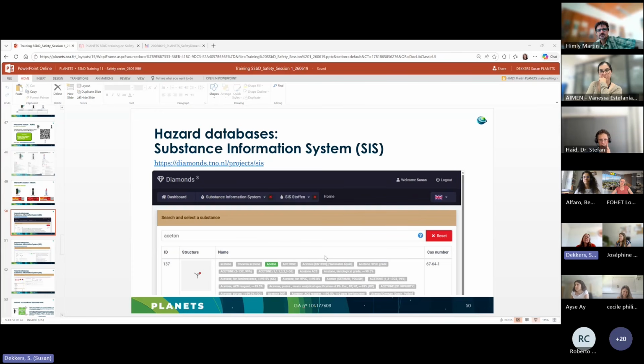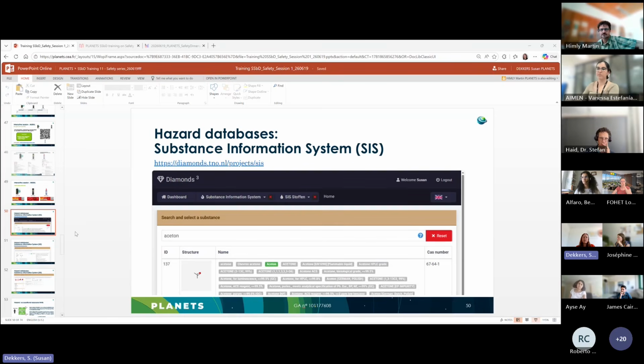You can look up hazardous substances in databases. Very well known is PubChem. We have another one called the Substance Information System at TNO, which gets information from various other databases like PubChem. And here is the link to it. You can log in. It's free of charge to use it.